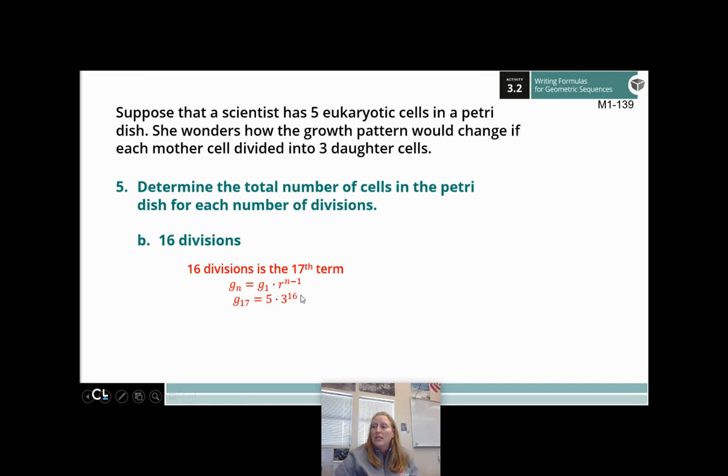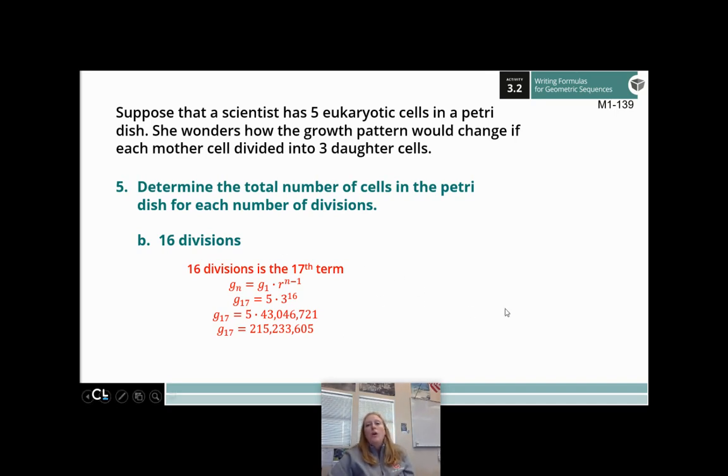So 3 to the 16th power gave me 43,046,721, times 5 gives me, it means that after 16 divisions, there are 215,233,605 cells. I hope you got a really big Petri dish to fit all this in. That's a lot. That's a lot of cells.